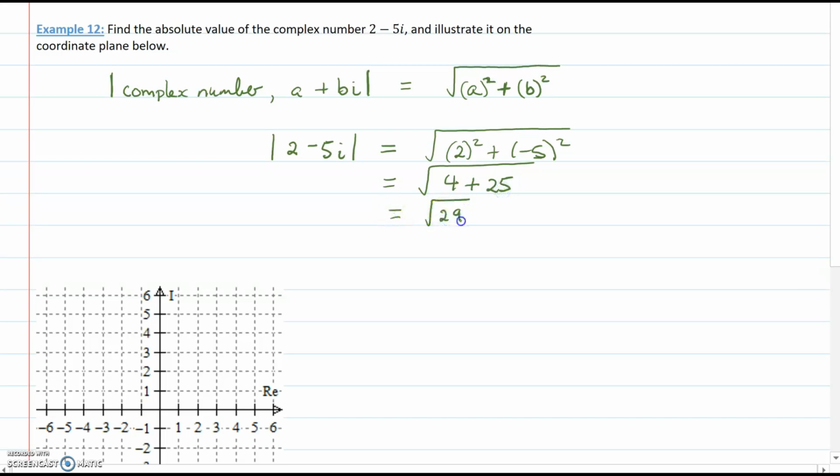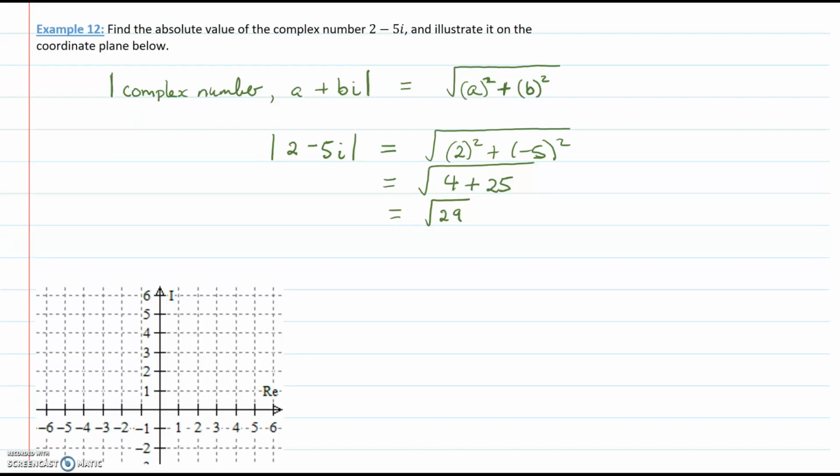And I don't really want you to try to simplify that, and I certainly don't want you to look it up on your calculator, because any answer you get from the calculator is going to be an approximation. The correct answer to this is the square root of 29, and it cannot be written any other way.